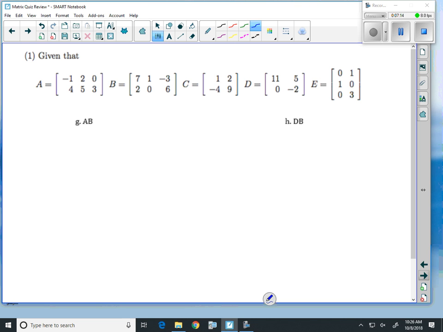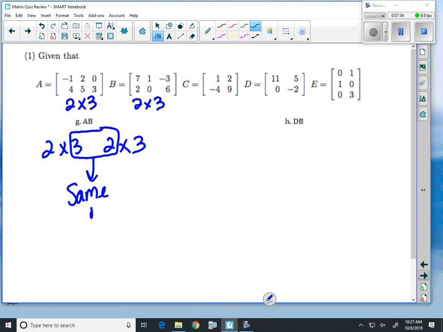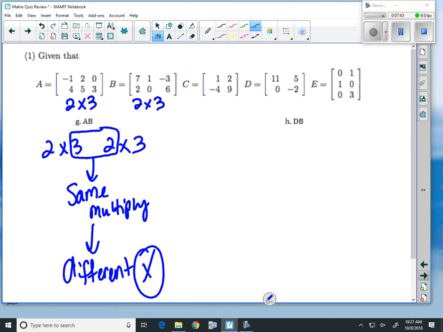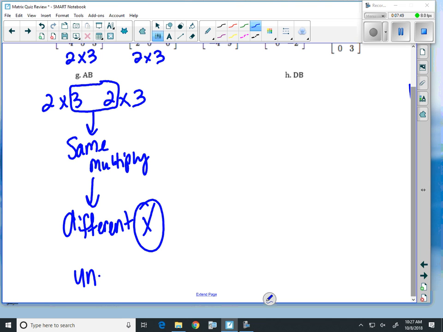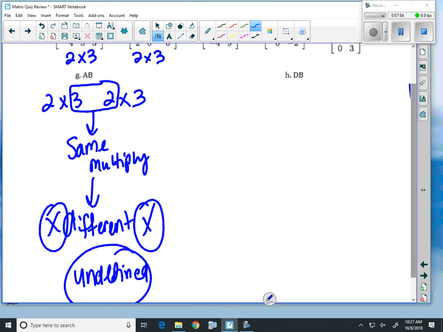All right, now we have matrix multiplication. So we have A and B. So this is a 2 by 3 and a 2 by 3. When we do matrix multiplication, we always look at these inside numbers. If those numbers are the same, we can multiply. Okay, so same means that you can multiply. Different means that we cannot multiply. So we call this undefined. So this one we definitely cannot do.